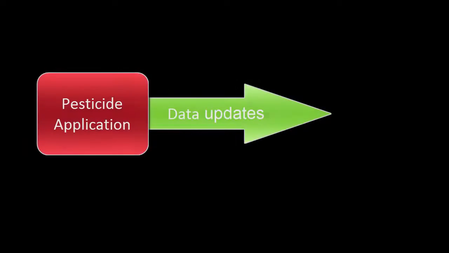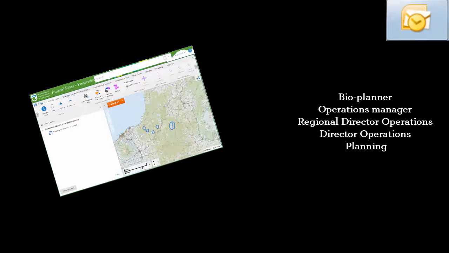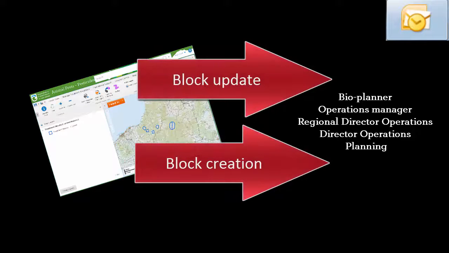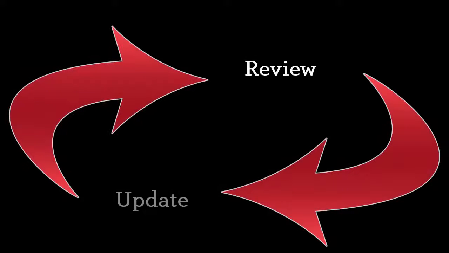The application data will automatically flow through from the application to the pesticide summary as the application is updated. The application allows accountable directors and managers to be notified when blocks are created and updated. All stakeholders can review information at any stage in the process. Any required changes are fed back to the operational planner to update through the usual communication channels.